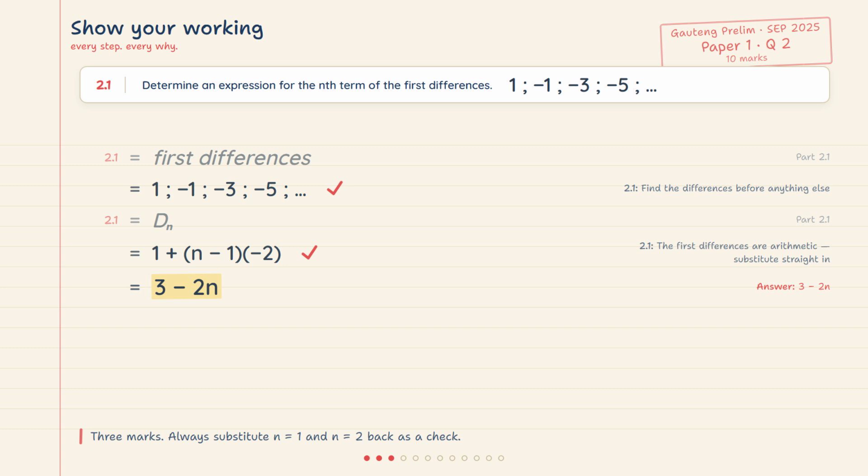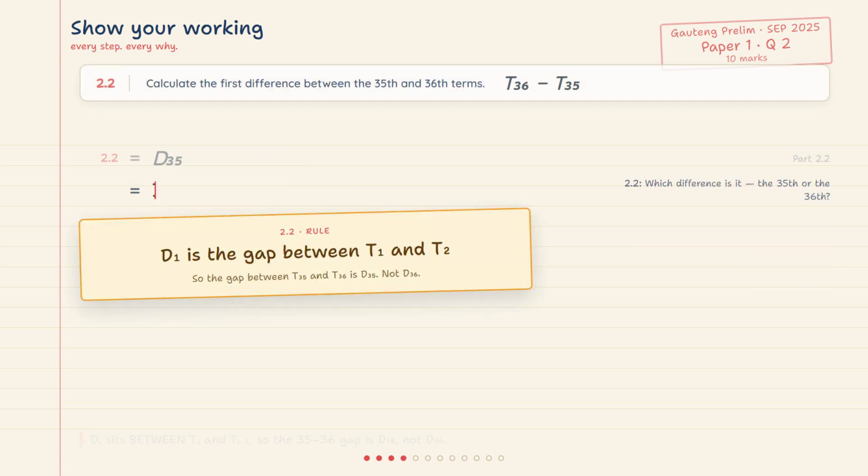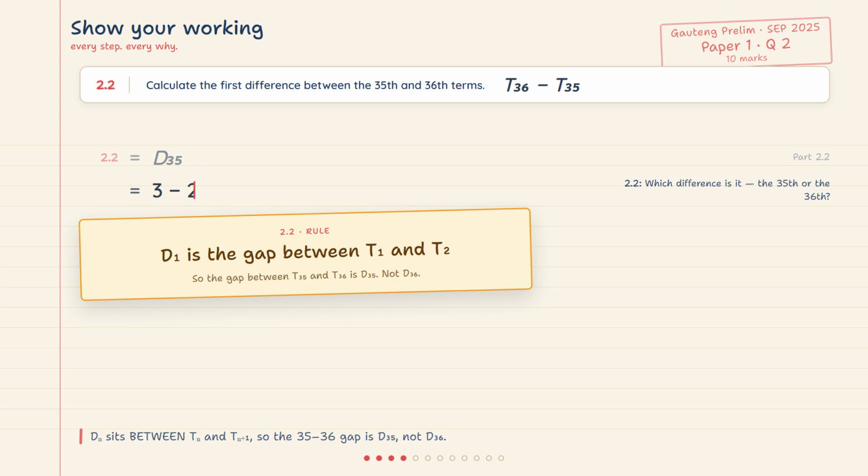Now test it before you move on. That costs 5 seconds, and it is the only way to catch a sign slip. Put n equals 1, 3 minus 2 is 1, and 1 is the first difference. Put n equals 2, 3 minus 4 is minus 1, which is the second. It works.